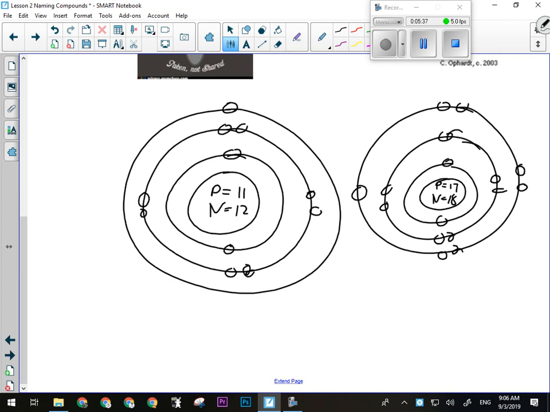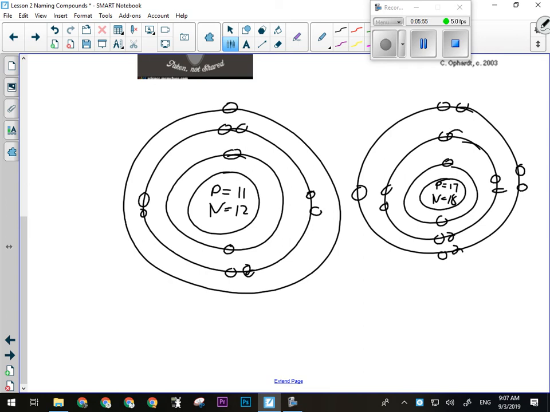All right, that shell can hold 8. It's got 7 in it. If it wants to fill it, it either has to find a home for 7 or pick up 1. What's easier? Pick up 1. That's why its electronegativity is so high. Once it gets 1, its outer shell is full and it's going to be very happy.